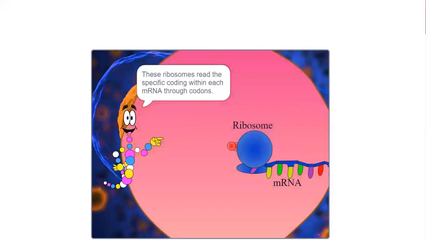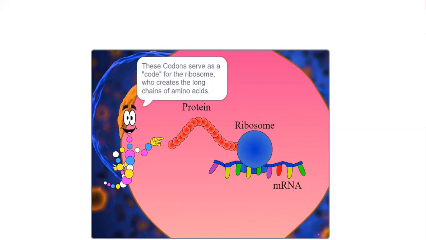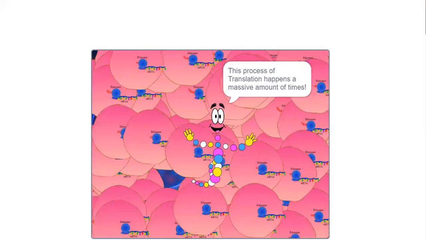These ribosomes read the specific coding within each mRNA through codons. A codon is a 3-code sequence to determine which type of amino acid is formed. These codons serve as a code for the ribosome, who creates the long chains of amino acids. These amino acid chains are also more commonly known as proteins. This process of translation happens a massive amount of times.